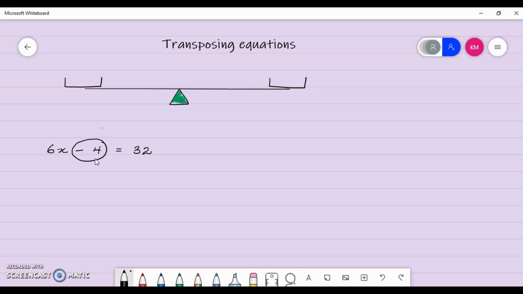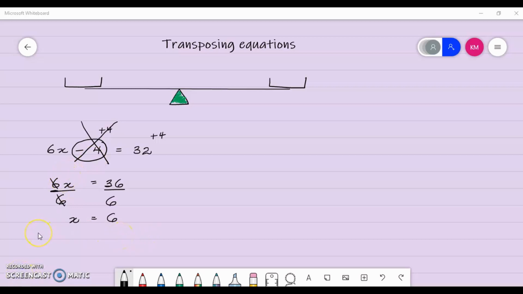So I'm going to add 4 on this side to get rid of it and add 4 on this side. By adding 4 here, it gets rid of that, leaving 6x, and 32 add 4 is going to give me 36. Now I need to get rid of that 6. 6 is being multiplied by x. So to get rid of it, I'm going to divide by 6. So I'm dividing by 6 here and dividing by 6 here, leaving me with x equals 6.